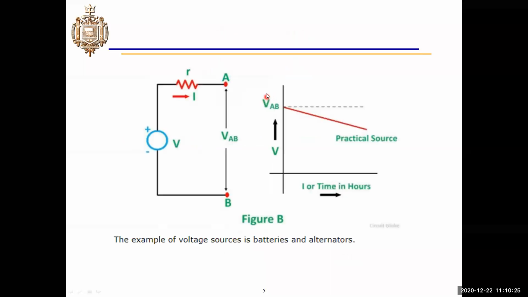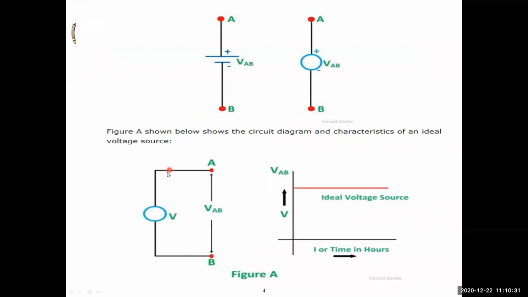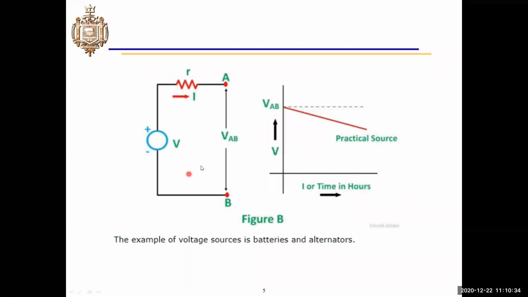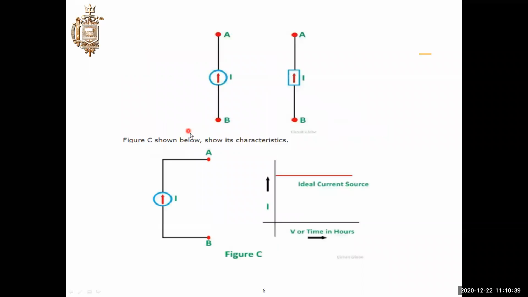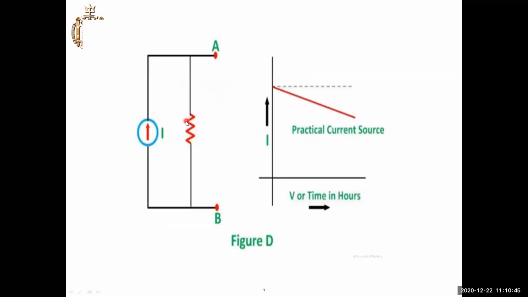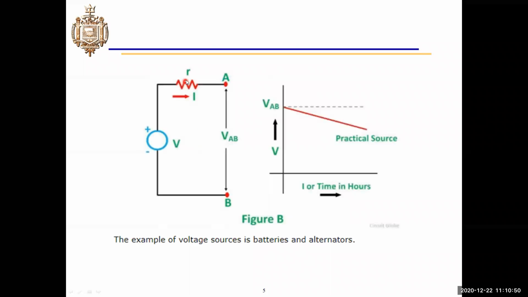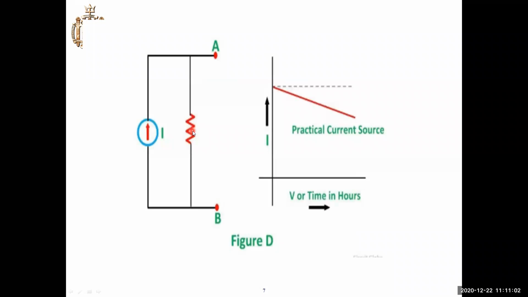It's clear? So ideally, the internal resistance of the voltage source is 0. Ideally, the internal resistance of the current source is infinity. Practically, the internal resistance of the voltage source is some R, and practically the internal resistance of the current source is some R. Here, the internal resistance of the voltage source we have to maintain minimum. When the internal resistance of the current source is maximum, then only the current passes from source to load.